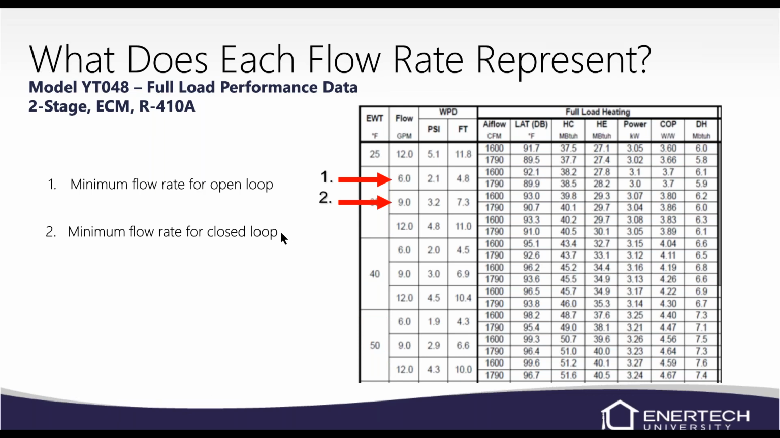Our next flow rate is the minimum flow rate for a closed loop system, which is 2.25 GPM per ton. So if you can get 2.25 out of your single pump flow center on a YTO48, then you're okay. That's the minimum flow rate. And then we have our recommended flow rate for a closed loop, which is 3 GPM per ton.